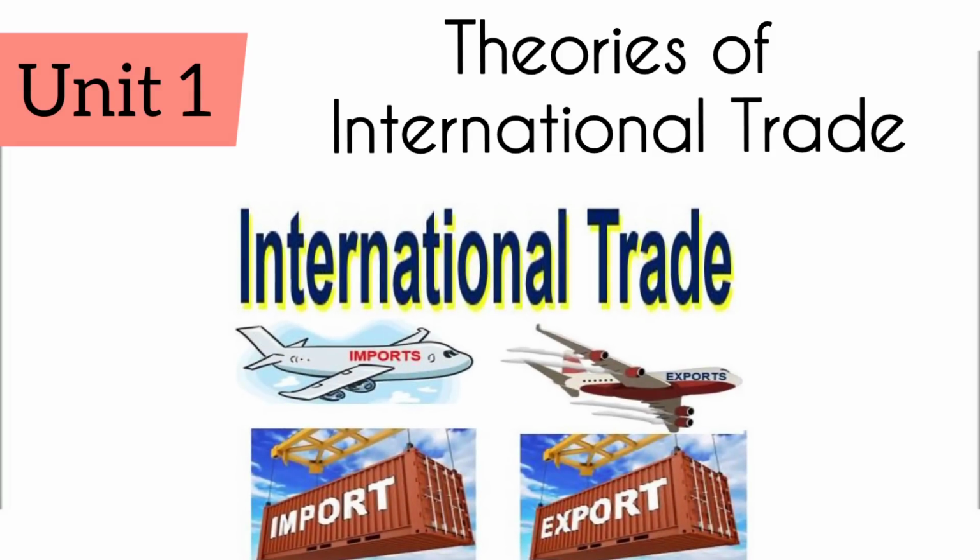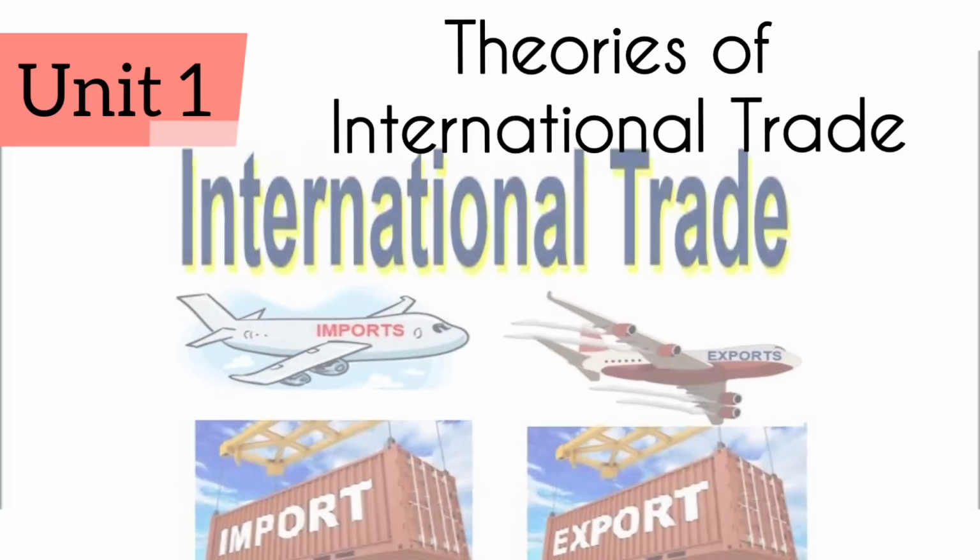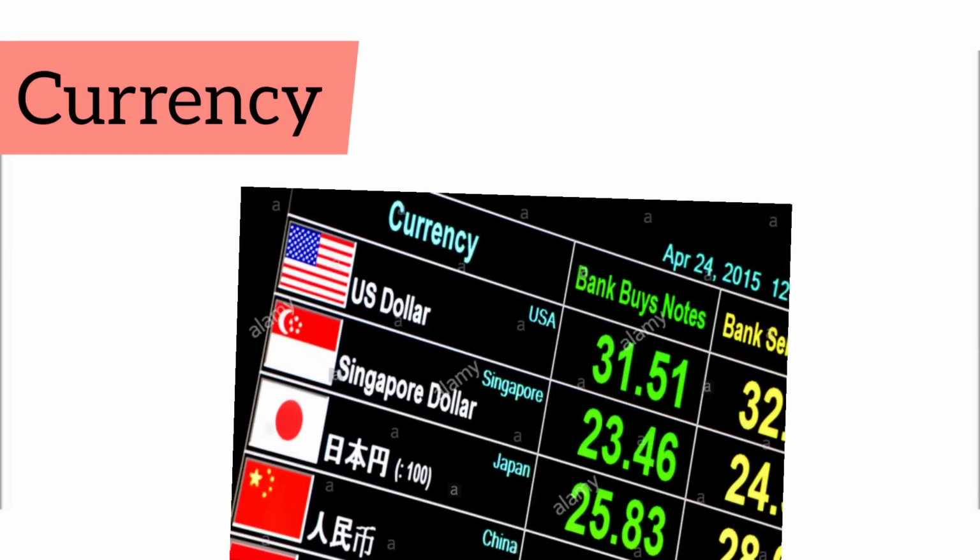So what is international trade? International trade is nothing but the exchange of goods and services and resources between two or more countries. So between countries, that is known as international trade. What happens in international trade is, first let's talk about currency. Usually there are multiple currencies involved in an international trade.